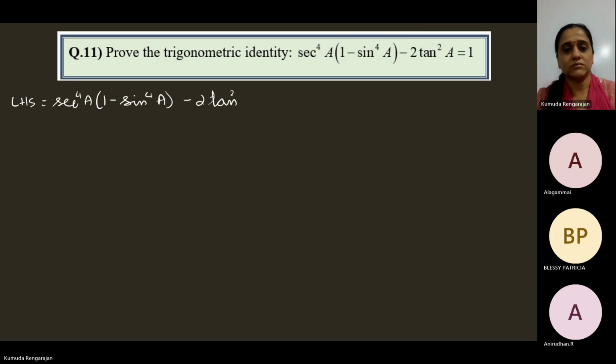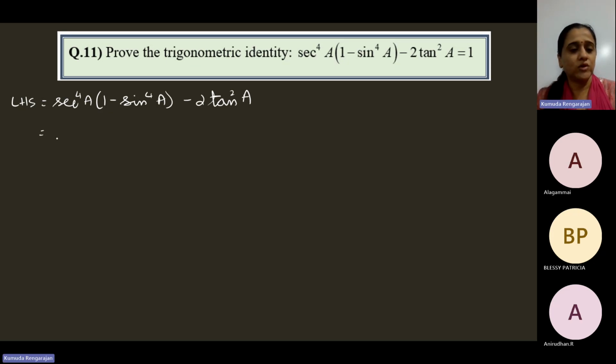is equal to 1. Now we have secant and tan, right? So we'll first open the bracket. And since it's secant and tan, they are related through the identity, right? Secant square A minus tan square A is 1. So we'll not change to sin and cos. We'll just do one step and see what happens.